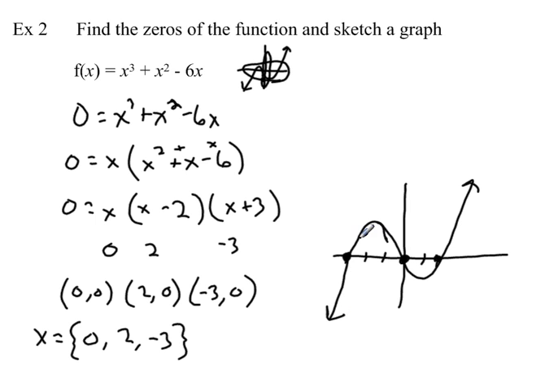Now, we can get more specific and find specific points in here. We'll talk about doing that later on. But for now, we're finding these x-intercepts. We're finding these zeros, which is aiding us in graphing this function.